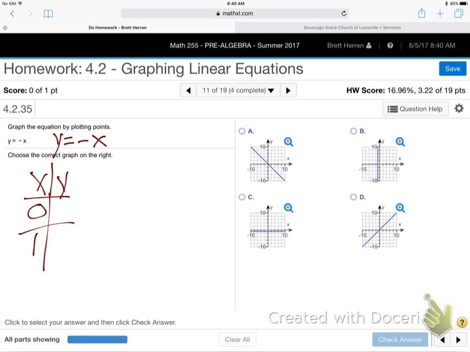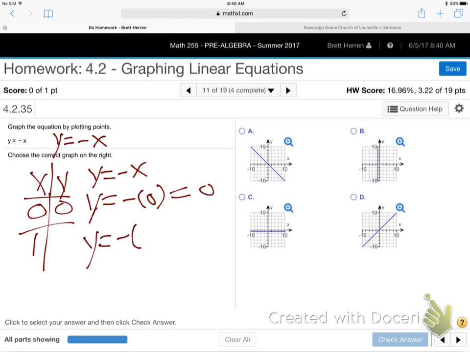Like that. 0 and 1. We good? Put in 0, put in 1. All right, so when you plug those into y equals negative x, put in 0. What is negative 0? 0. Yeah, it's just 0, right? No such thing as negative 0. And then put in 1. That's just negative 1. That was easy.